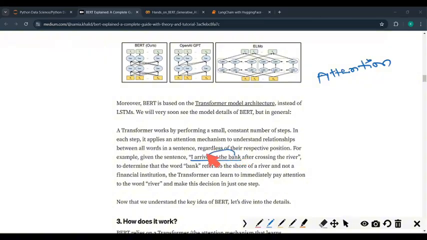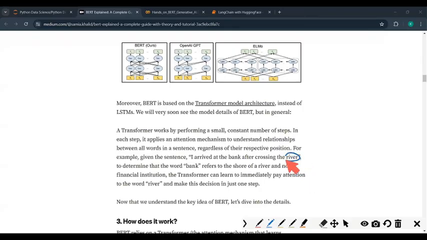Like bank is related to arrived, I is related to banks, let's say. So which word till now is connected to which other word? It is able to find out. The attention mechanism is able to understand the relationship between all words in a sentence, regardless of their respective position. So it does not matter where the word is present, after some word or at the end of the entire statement. It will be able to find out their connections.